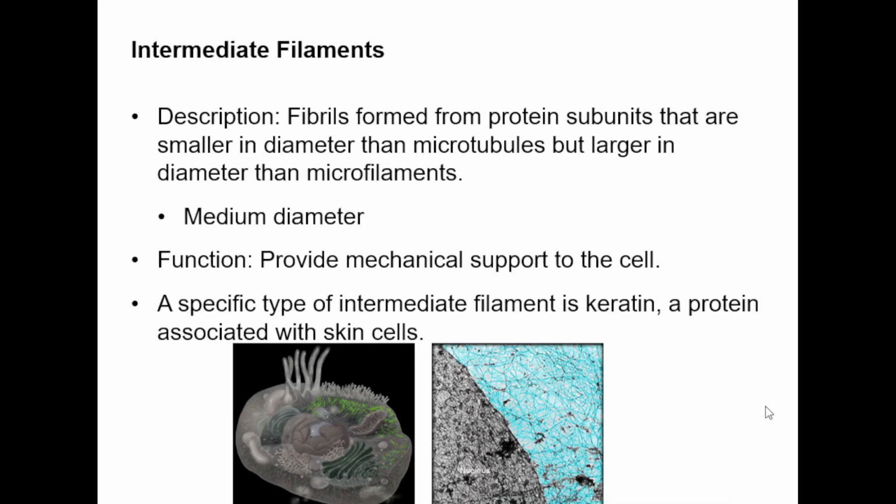Lastly, of the three cytoskeleton, we have the intermediate filament. Kaya nga siya, it's called intermediate because it's the medium diameter. So, they are smaller than your microtubules but bigger than your microfilaments. And what is their main function? Mechanical support. In fact, there are so much intermediate filaments in our skin, specifically sa keratin. Okay? Keratin.